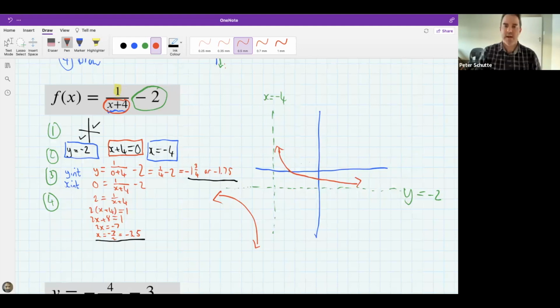And what's the last thing I still need to do? I need to label these 2 points over here. And what are their labels going to be? Well, we've worked it out already. So the y-intercept is minus 1.75. And the x-intercept was minus 3.5. And the name of the graph was the graph F.